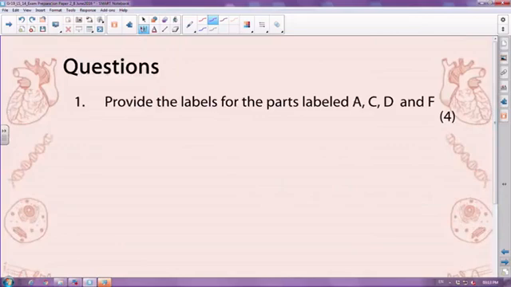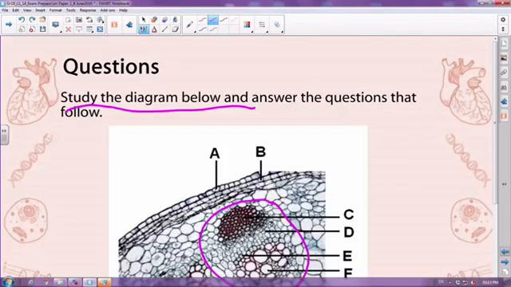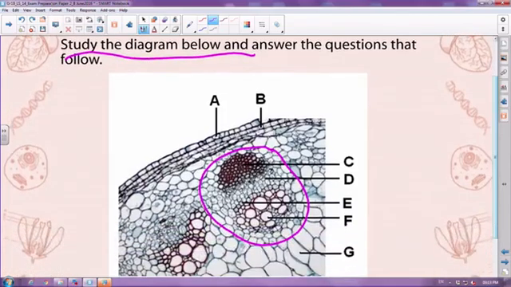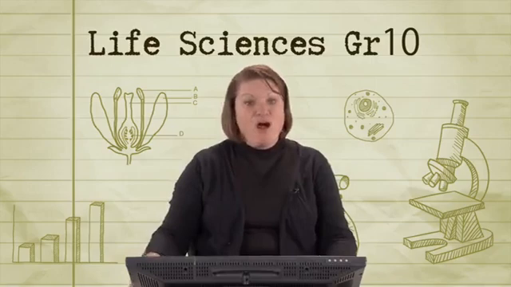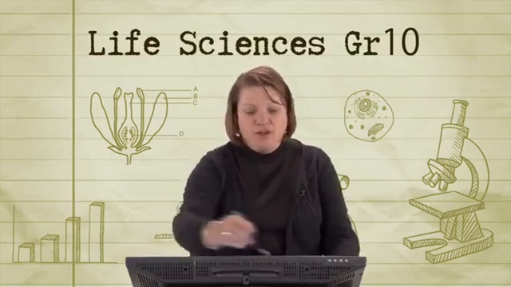The first one we're going to do is to provide the labels for parts A, C, D, and F. We're going to do it on the diagram, then it's much easier for you to see what we have to do. Now, the biggest problem here is if you don't know what you are looking at, you are not going to know what to label. So I'm hoping that you were able to see that it is a diagram of a stem. Very important.